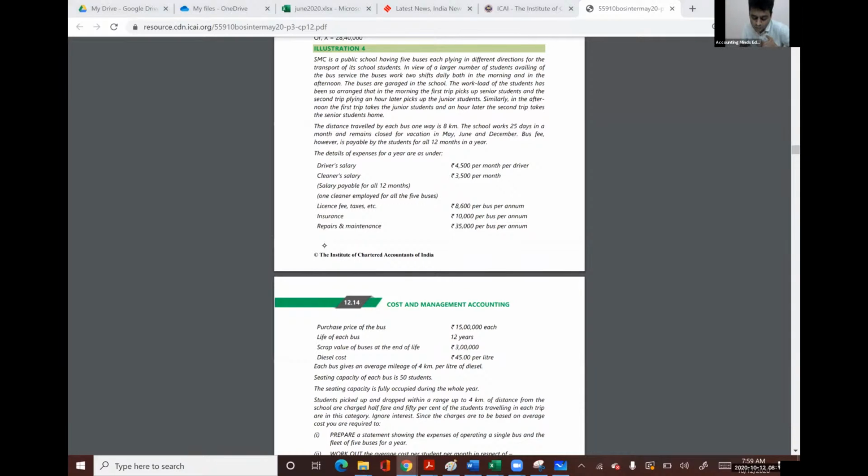Right now, how many kilometers is it running? They have not given that one, sir. They have given it. You are not seeing that. They have given that. The distance traveled by each bus one way is 8 kilometers. Now you are happy? Yes, sir. It's okay or not okay? It's okay, sir. Honestly, I had to explain.